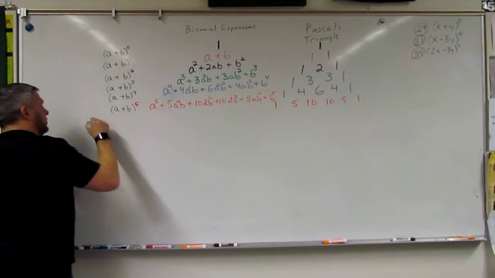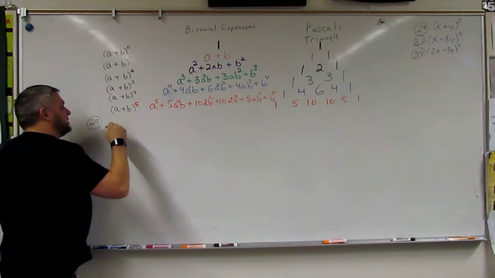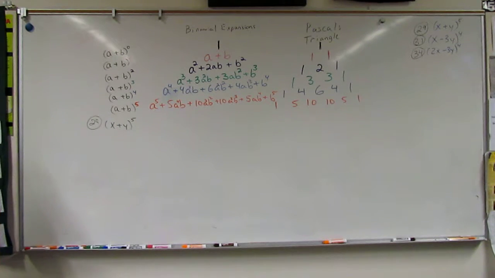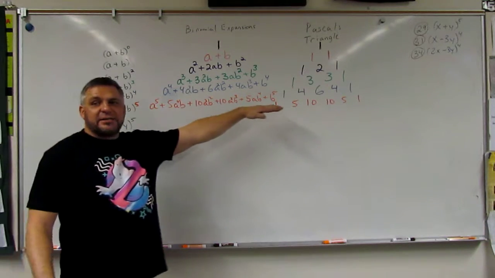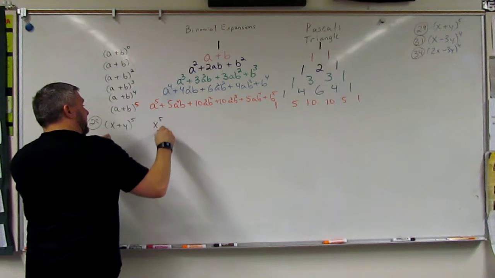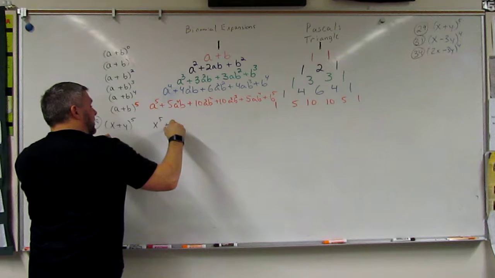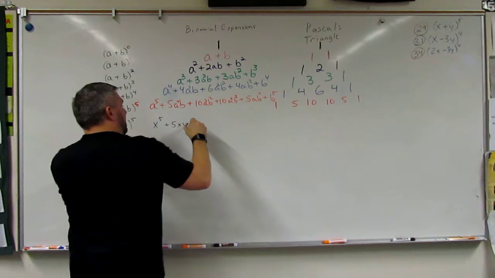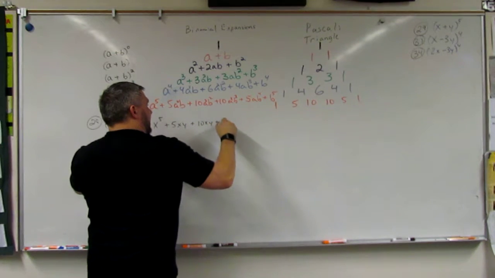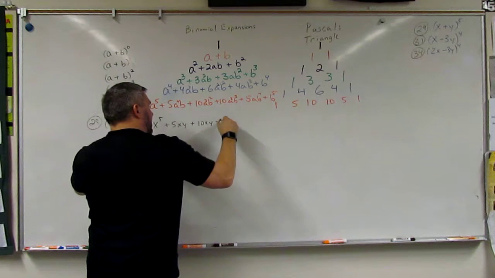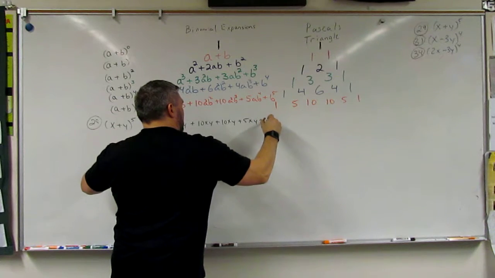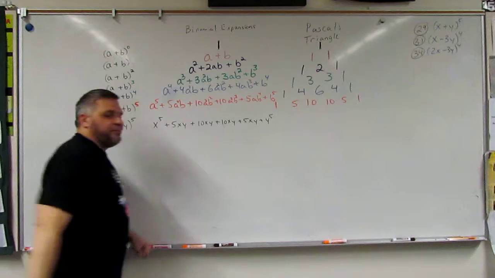29 is (x + y) to the fifth. So we just have to look at the fifth level of Pascal's triangle. That's going to be x to the fifth, plus 5xy, plus 10xy, plus 10xy, plus 5xy, plus y to the fifth, right?